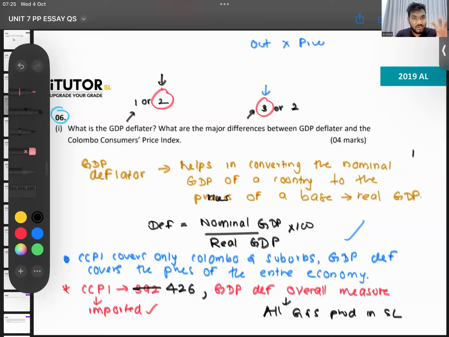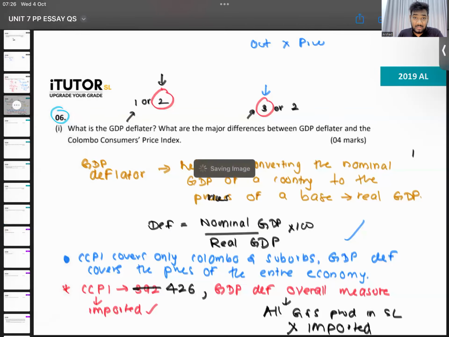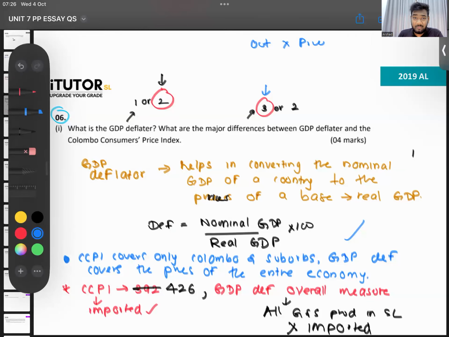In the GDP deflator, what are you doing? You're taking the nominal GDP, deflating it and getting the real GDP. So in the nominal GDP, you don't have imports. So it covers all the goods produced in Sri Lanka and does not cover imported goods. You can say that. What about imported services? Imported services are in the CCPI. For example, telecommunication is an imported service in Sri Lanka, for example Dialog and all. That is there in our CCPI.